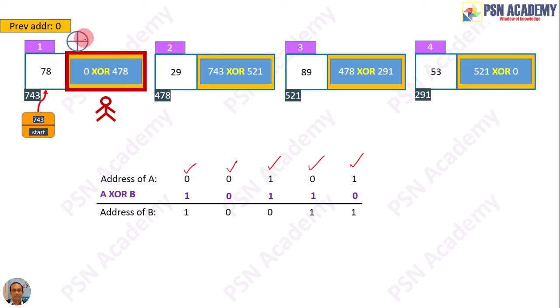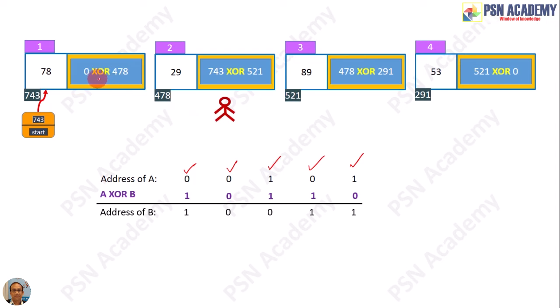You perform an XOR operation with the previous address and the XORed value, and you get the next address from here to here, because this XORed value has been computed using the previous address, that is 0, and the next address 478. So this XORed value is one component, the previous address is the second component, and the next address, that is 478, is the third component. Now when you perform XOR of the previous address with the XORed value, you will definitely get the 478 over here.